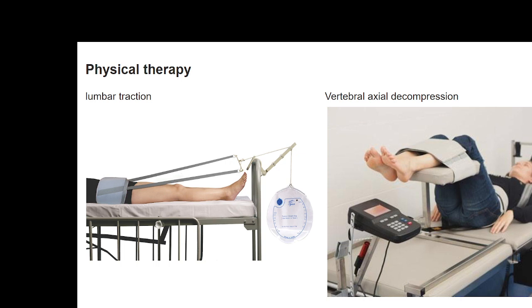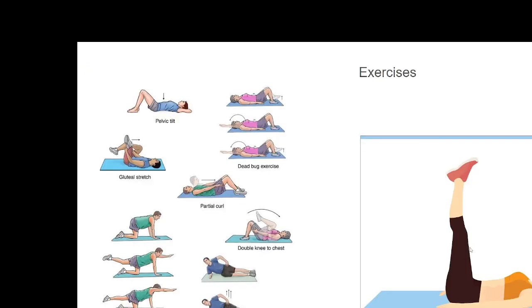In physical therapy, the options which are tried are either the lumbar traction, where a continuous traction is placed in the lumbar area and of course the patient is immobilized, or now there is another alternative, vertebral axial decompression, where there is a traction as well as a compression, pressure with a compressor at the lumbar area. That is also tried as an option of physical therapy.